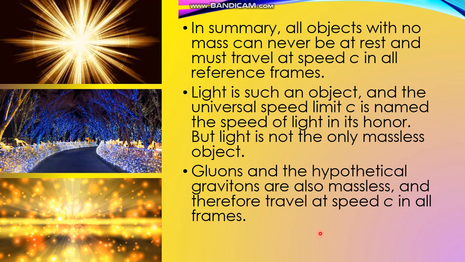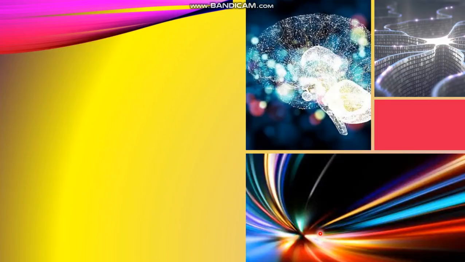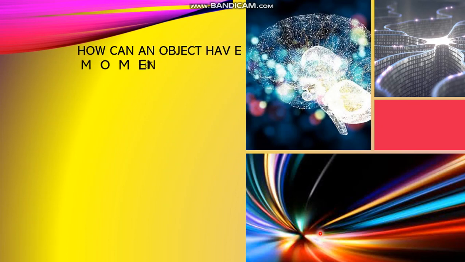Light is such an object, and the universal speed limit c is named the speed of light in its honor. But light is not the only massless object. Gluons and the hypothetical graviton are also massless and therefore travel at the speed of light c in all frames. And now this is also a question: how can an object have momentum without mass?